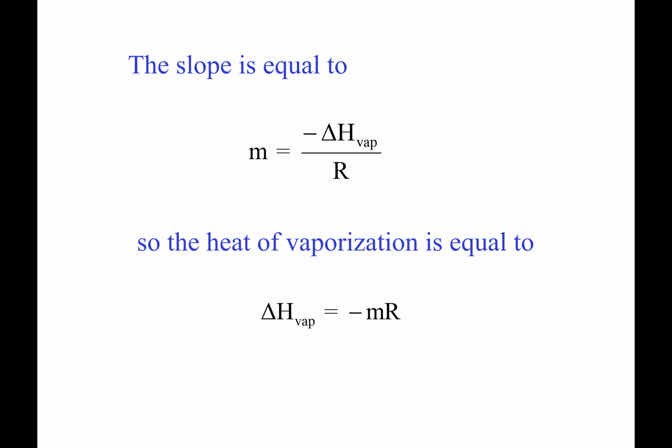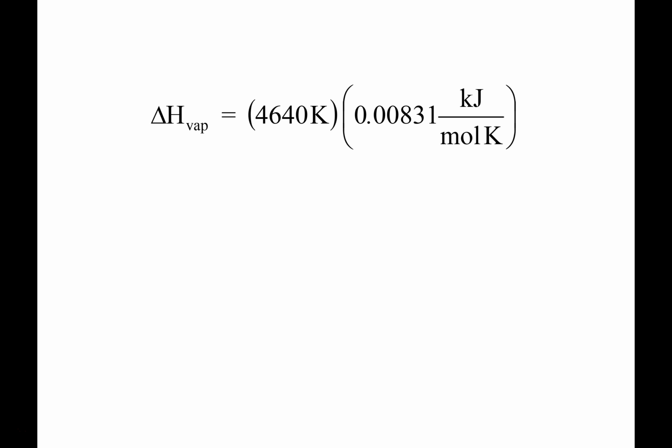Okay. So we're ready to plug in. There we go. So the slope we came up with was a negative; I don't like how my slides are. I really think it should say delta H vap is equal to negative MR, and there's a negative there, and I think there should be a negative there. I think there should be 2 negatives.